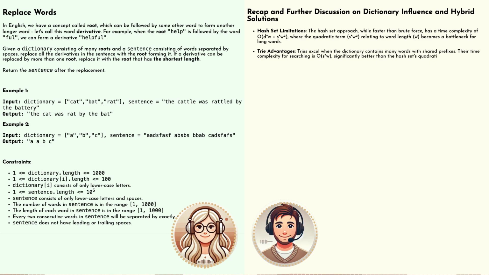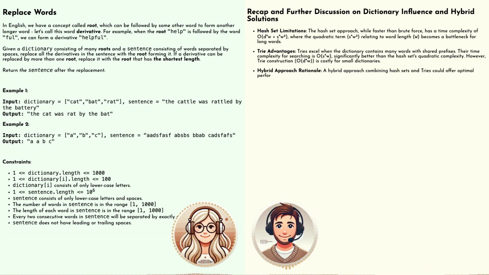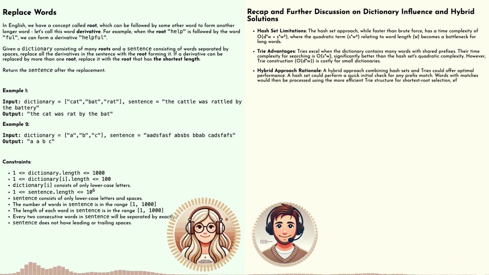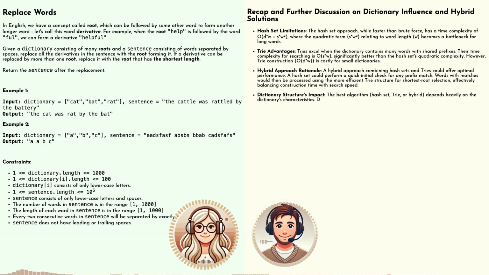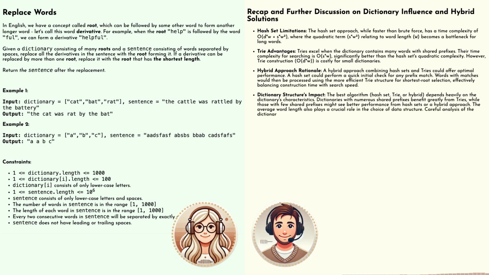Talking about combining hash sets and tries? Exactly. Could we get the speed of a hash set and the efficiency of a trie all in one? It's a really interesting idea. Maybe we could use the hash set to quickly check if a prefix is a valid root word, and then use the trie to actually do the replacement. Like a two-step process.